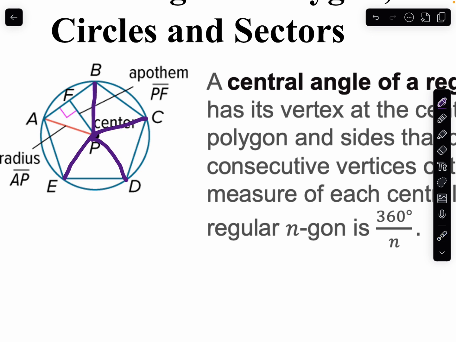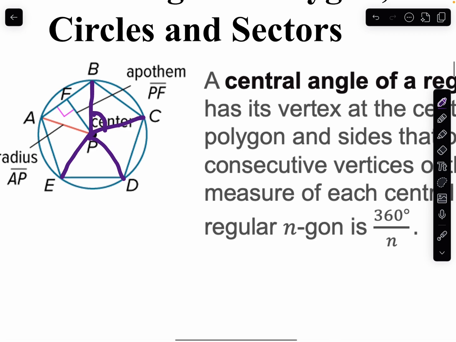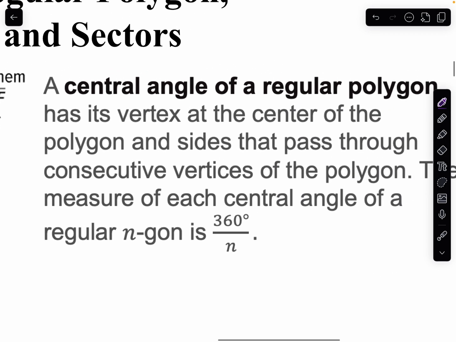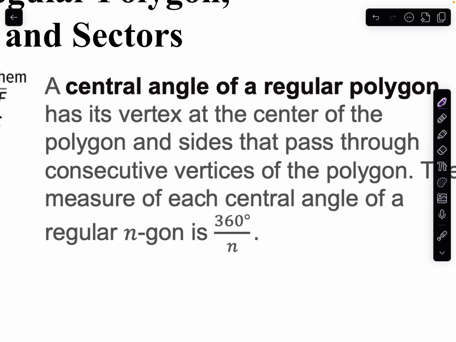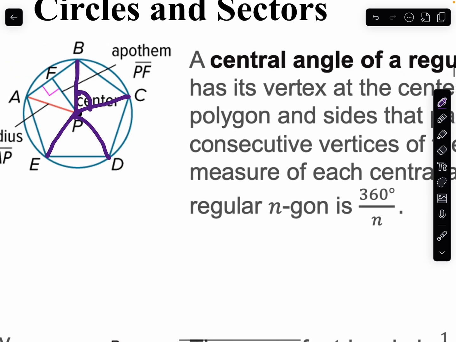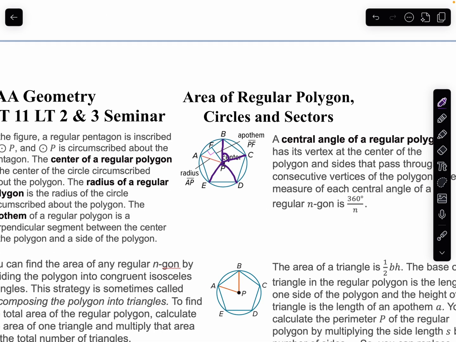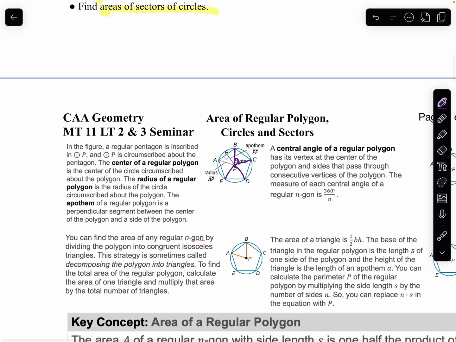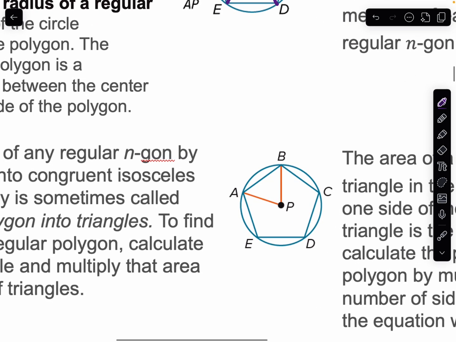When you have 2 radii connected and you make your triangle, that angle in the center is your central angle. To find the measure of that, I just divide by the number of sides I have, because number of sides is the number of triangles I have. So I take 360, we're going to divide by the number of sides to find the central angle. And that's going to lead us to how you find the area.